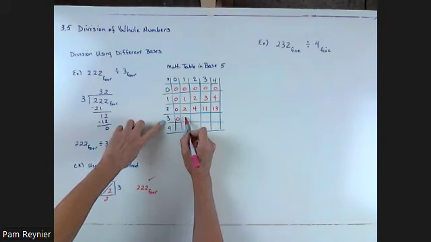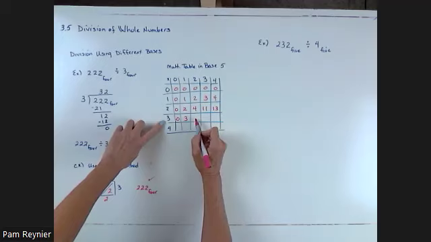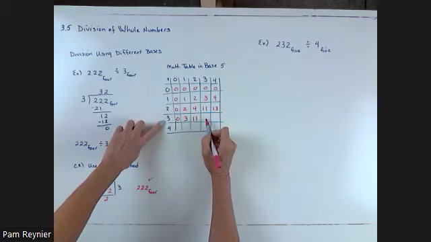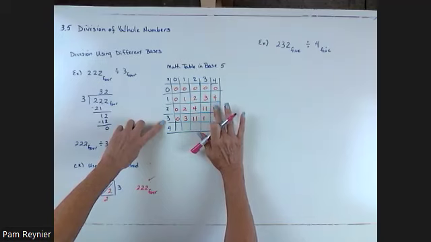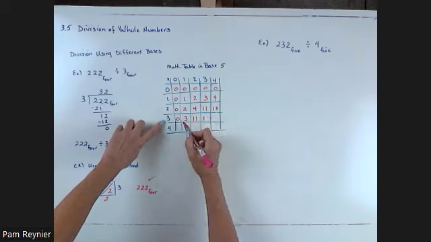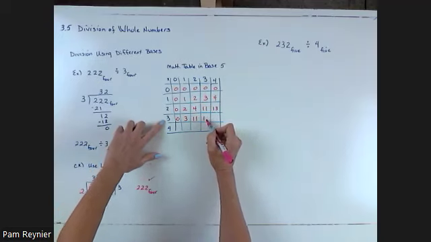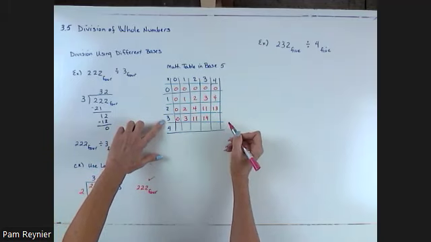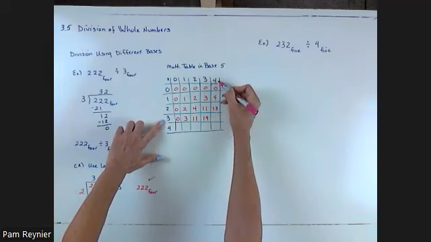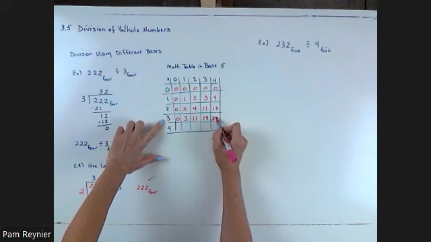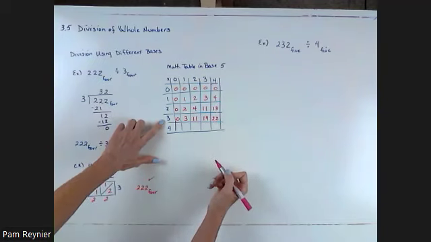3 times 0, 3 times 1. 3 times 2 is 6. One group of 5 with 1 left over. 3 times 3 is 9. Oh, hold on. Oh no, that's 8. 3 times 3 is 9. That's one group of 5 with 4 left over. 3 times 4 is 12. Two groups of 5 with 2 left over.